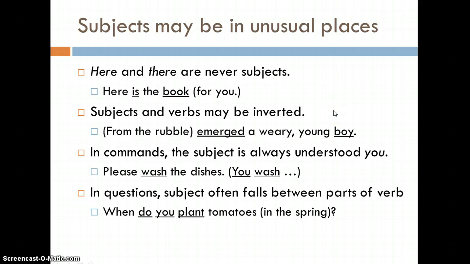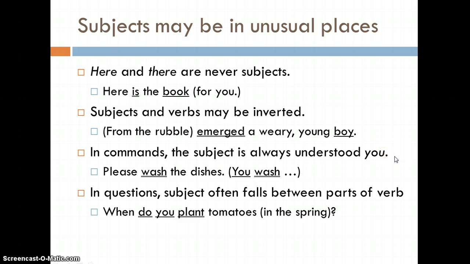Next, subjects and verbs may be inverted. Our usual sentence order is that we have subject first and then verb, but that's not always the case. So here's an example. From the rubble emerged a weary young boy. From the rubble is a prepositional phrase, so we can just ignore it. Emerged is our verb, it's our action, and if we ask then who emerged? Boy. Boy emerged. So boy is our subject.